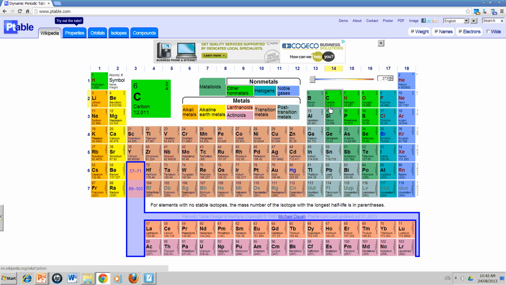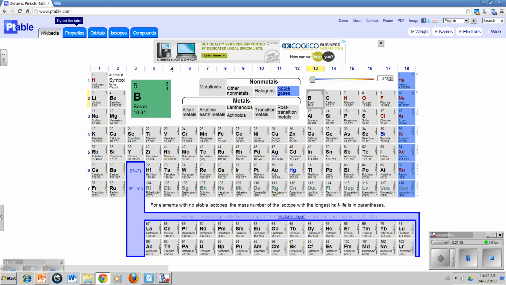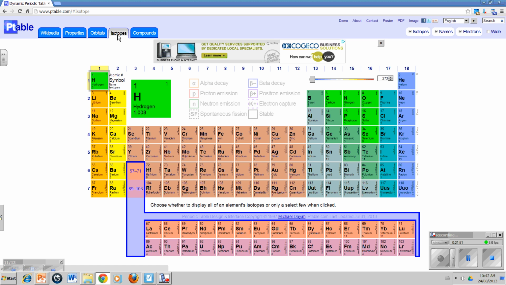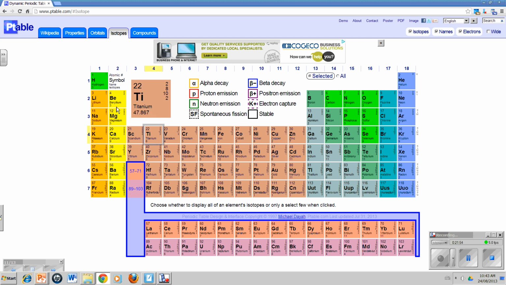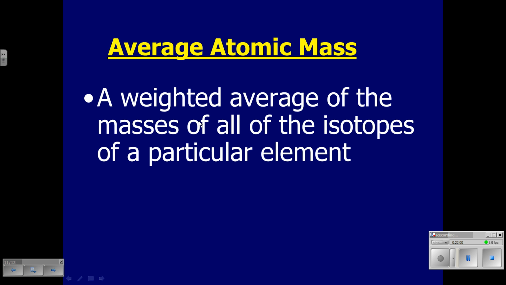This mass is what we call a weighted average. A weighted average takes into account how many carbon 12s there are and how many carbon 14s there are. Here we've even got a table of isotopes. This is kind of neat. I didn't see that. What are the different isotopes? How does it tell me the isotopes? Anyway, let's keep going here.